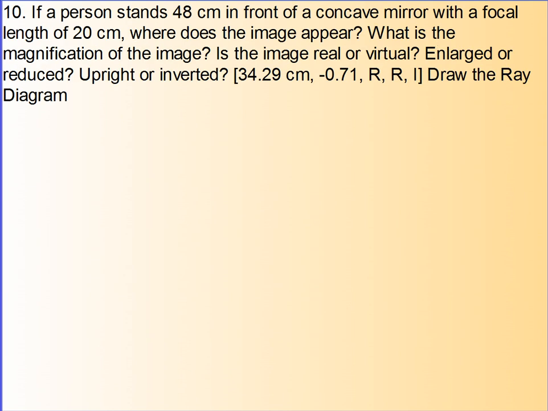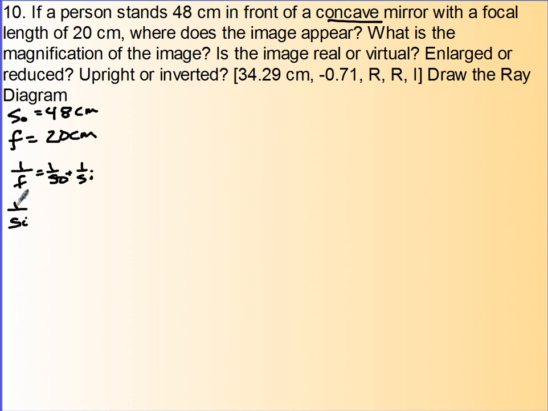All right, if a person stands 48 centimeters in front of a concave mirror with focal length of 20, where does the image appear? All right, so SO is 48 centimeters, and it's concave, so the focus is positive, so F is plus 20 centimeters. So 1 over F is 1 over SO plus 1 over SI.